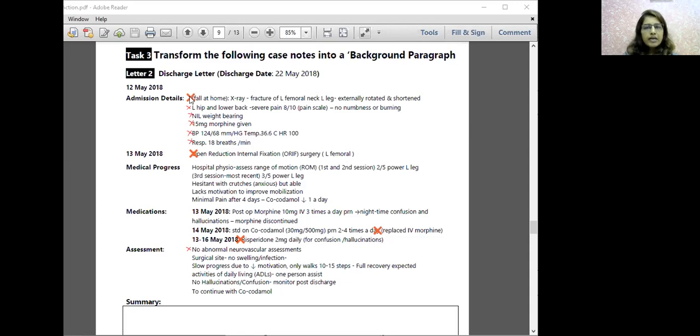Now you need to keep in mind that you are writing this letter for the nurse working in the nursing home. So you should know how much you would expand, which notes you would expand, and which notes you would summarize. Probably you may not go on to write the details of the physio things here because that's something the physiotherapist will deal with.